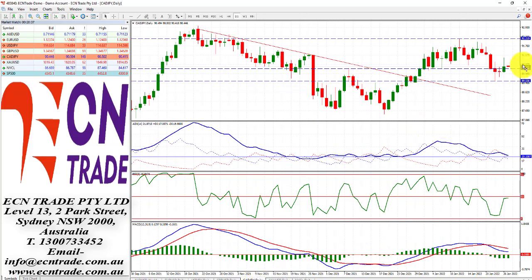The Kiwi story is very whipsawed, and since the rejection from that 89.40 to 89.60 target and respected, I'm now looking possibly for a rise back to that top side of the range, which is somewhere around 91.5 and reassess.